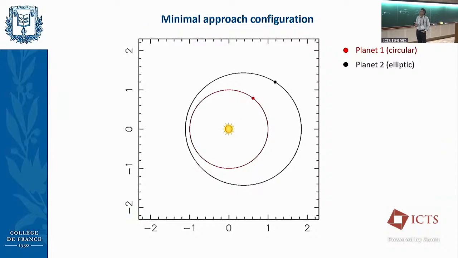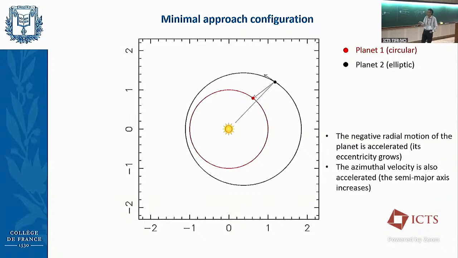Like before, the minimal approach configuration is not during the conjunction, but a little bit after conjunction. So the maximal force that planet 1 exerts on planet 2 is directed like this red arrow, that has a radial component and also an azimuthal component. Now, the situation is different because the outer planet is going from aphelion to perihelion. So it has a negative radial motion and it undergoes a force which has a negative radial component.